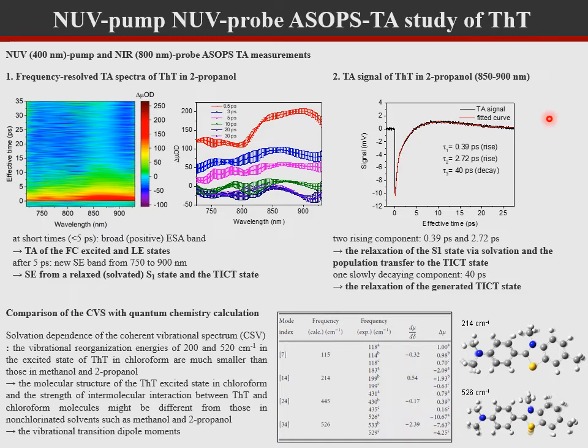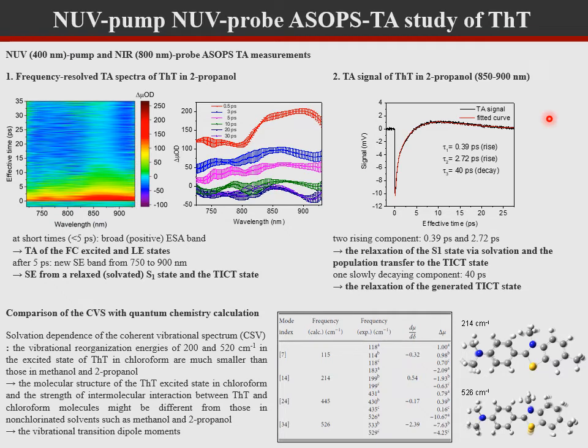Finally, to address the solvent dependence of the vibronically coupled modes with frequency of 200 and 520 wave number, we carried out quantum chemistry calculation of the ground state and excited state with density functional theory and time-dependent DFT method. The experimental observation is that the 2 vibronically coupled modes with the frequency of 200 and 520 wave number become weak in the coherent vibration spectra of THT in chloroform, a chlorinated solvent.